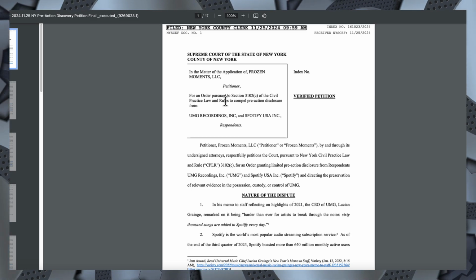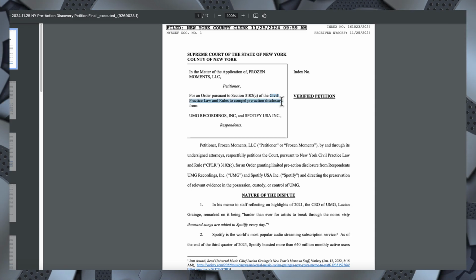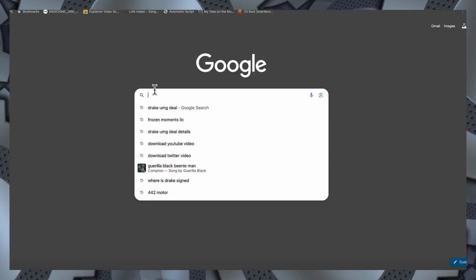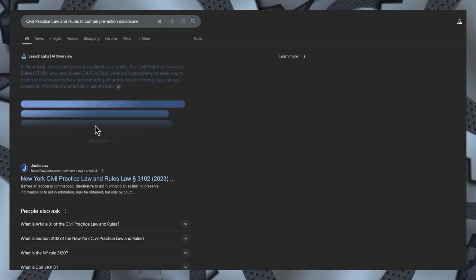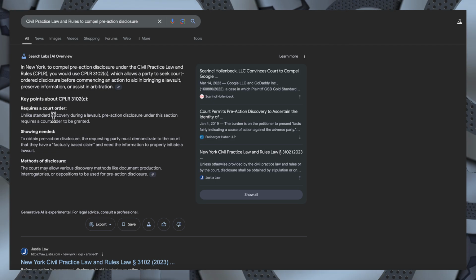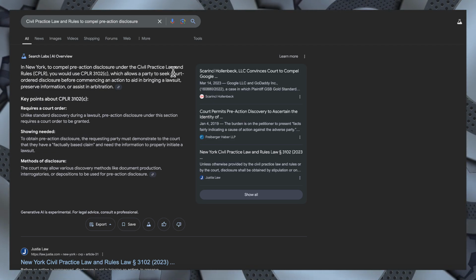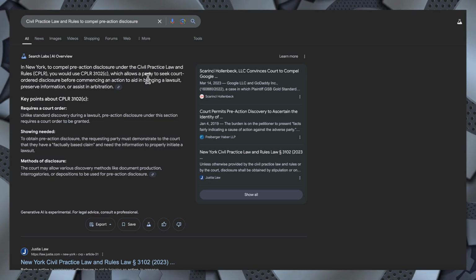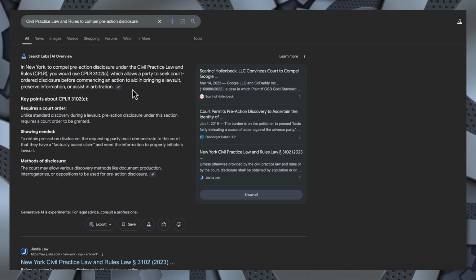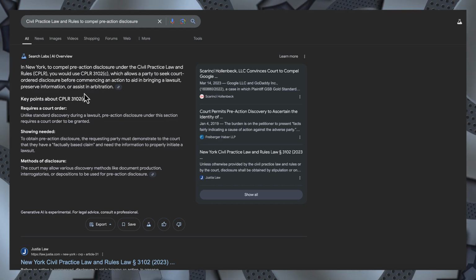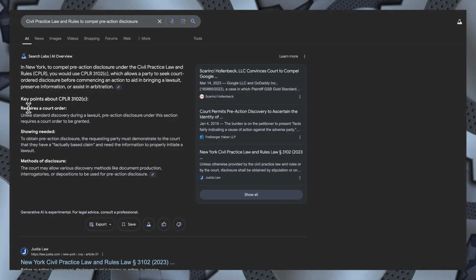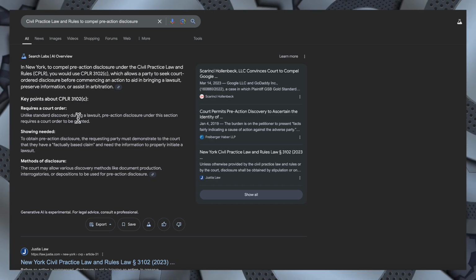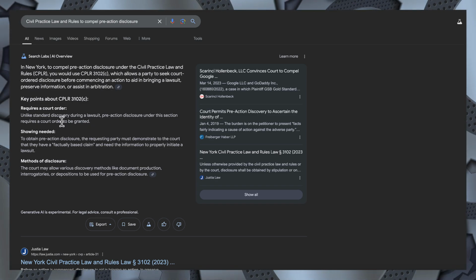All right, so let's see what this means. Let's come over here. It requires a court order in New York to compel pre-action disclosure under the Civil Practice Law and Rules, CPLR. You will use CPLR 3102(c), which allows a party to seek court-ordered disclosure before commencing an action, to aid in bringing a lawsuit, preserve information, or assist in arbitration. Key points about CPLR 3102(c): it requires a court order. Unlike standard discovery during a lawsuit, pre-action disclosure under this section requires a court order to be granted.